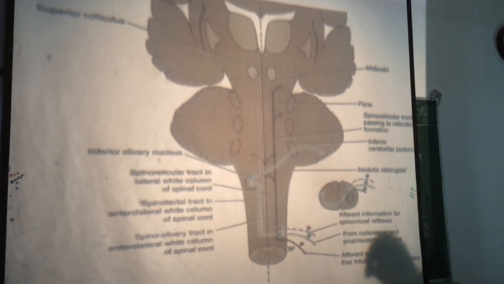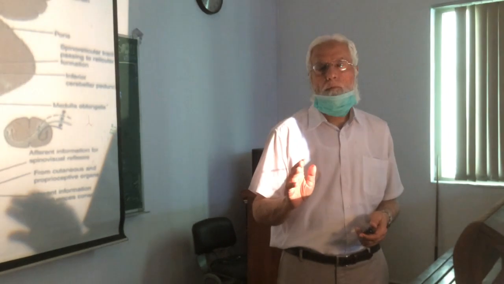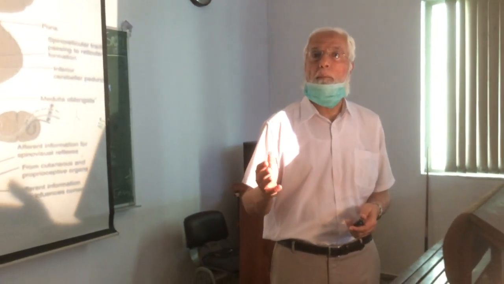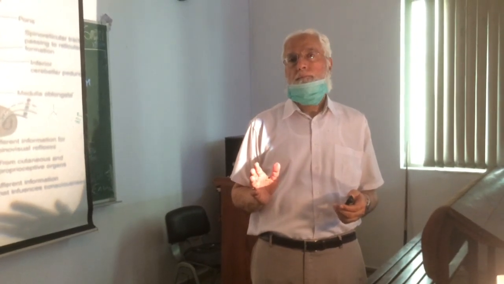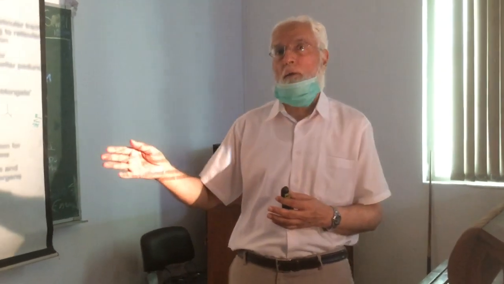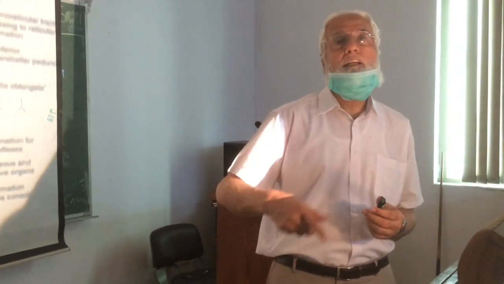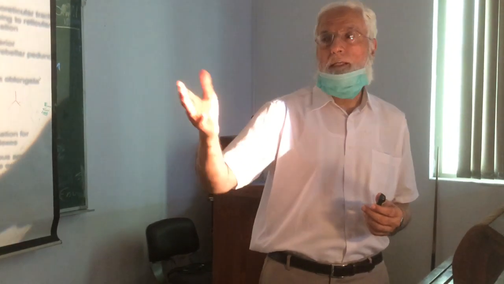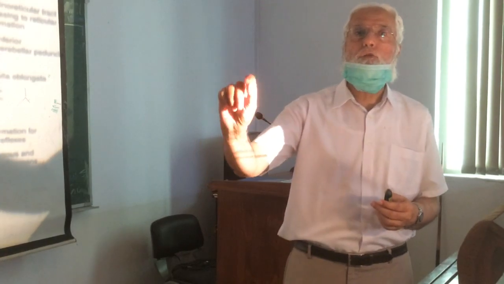Keep in mind that the cerebellum receives impulses from the same side of the body. Say crossing over occurs in the spinal cord. To go into the cerebellum, again there is crossing over, so that the impulses from the same side of the body go to the cerebellum.